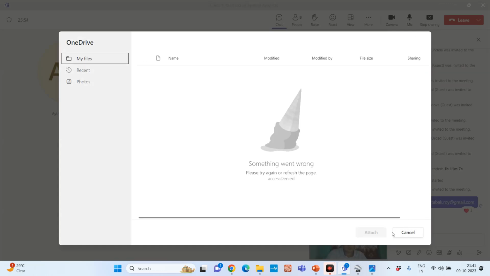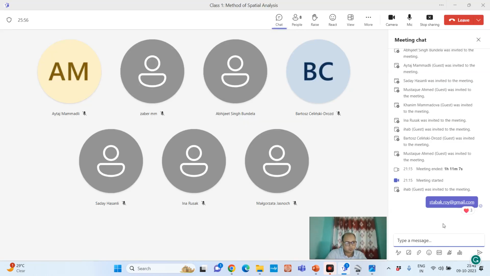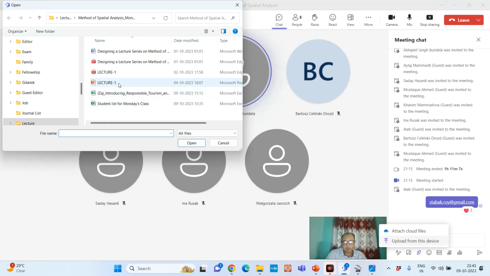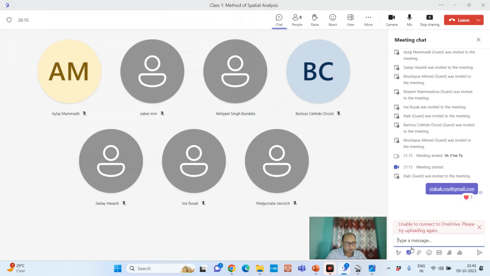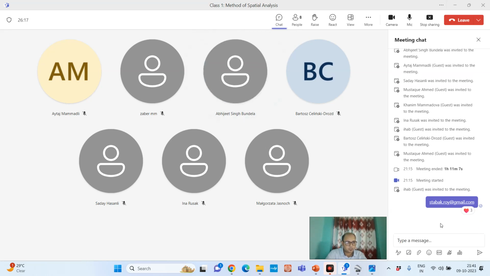Otherwise, it will go to the cloud and all. So I will send via mail. It shows something else. Attach from the file. I go to the lecture one and attach it. But it is unable to connect to OneDrive. Maybe my OneDrive is full, so that's why it is not able to connect. You can mail us, sir. Then we will download from the mail.